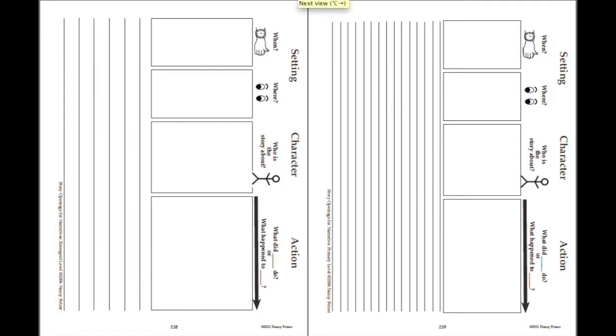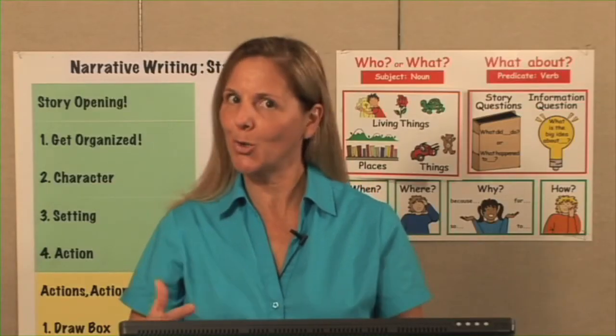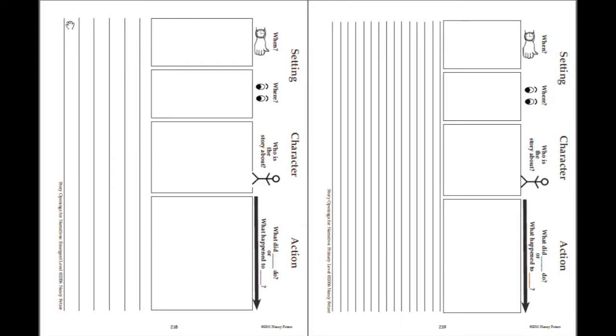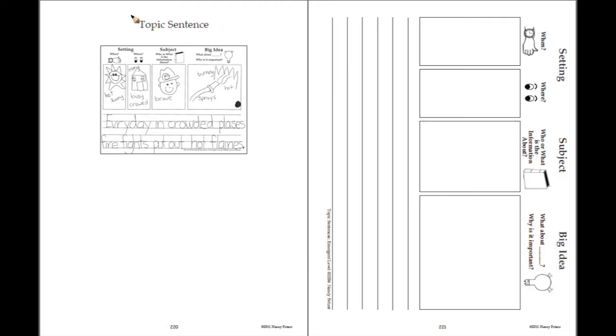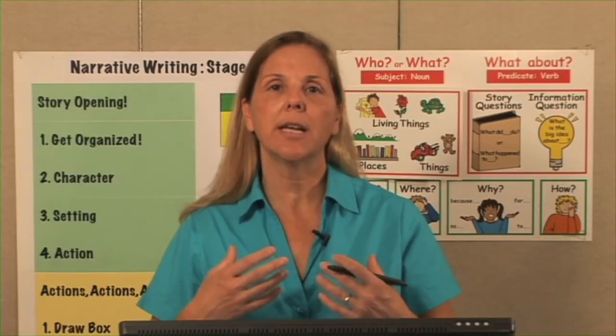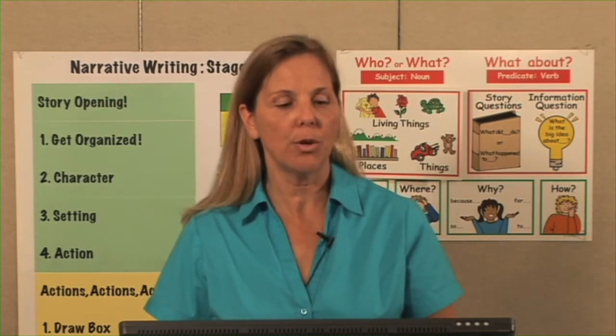On page 218 and 219, you have black line masters for both the story opening or story summary pages. On page 218, you have the fat lines, and on page 219, you have skinnier lines, depending on the age of the student and their ability. Page 220 shows the topic sentence worksheet. Again, this activity could be done whole group, in small groups, and then finally, independently, as independent work for students.